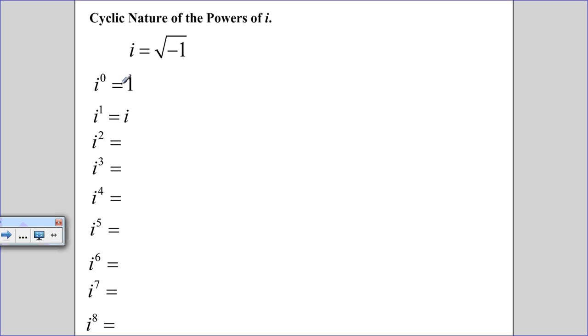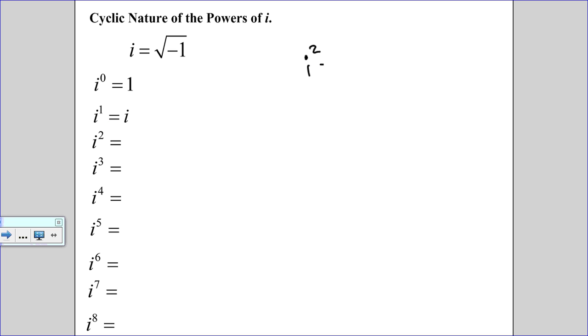i to the 0 is equal to 1. Anything raised to the 0 is 1. i to the 1 is just i, or the square root of -1, but I'm just going to express it as i. I can express it as the square root of -1 as well, but I just want to express it as i, because that's how i to the 1 is usually expressed.